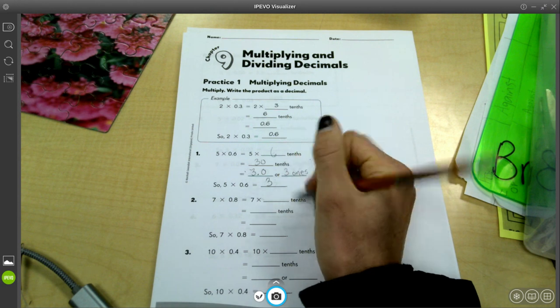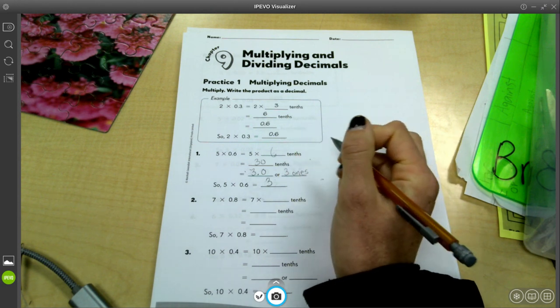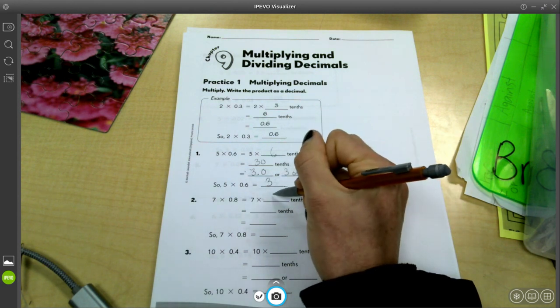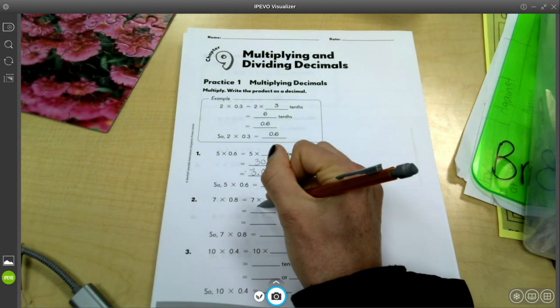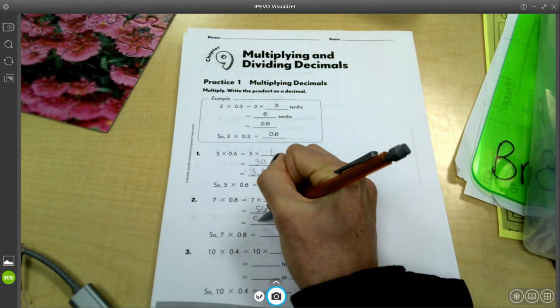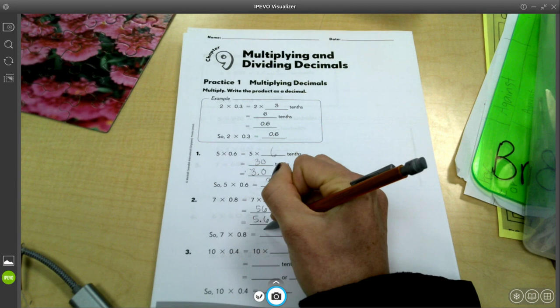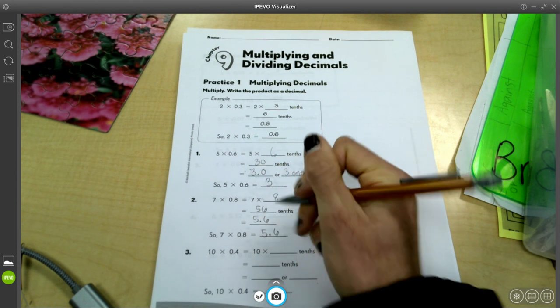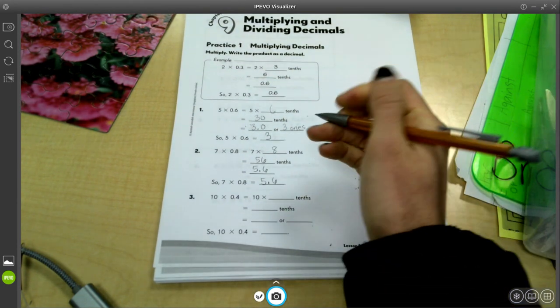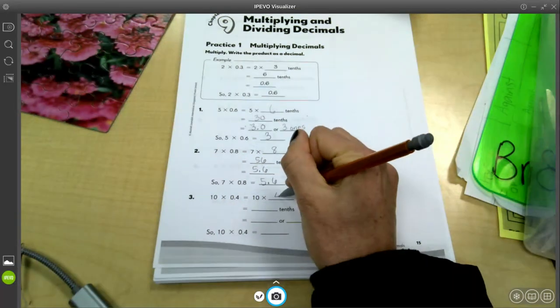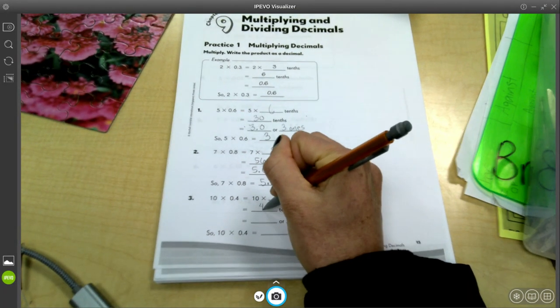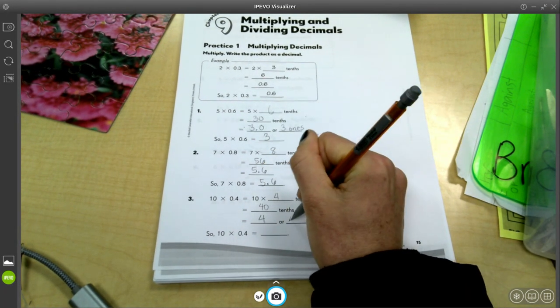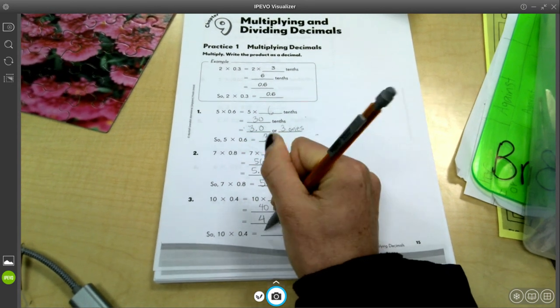All right, 7 times 8/10. Again, not going to end up with a huge number here. 7 times 8/10. That is 56/10, which is 5 and 6/10. All right, 10 times 4/10 is 40/10, or 4, or 4 ones.